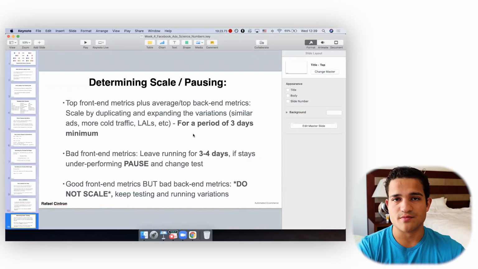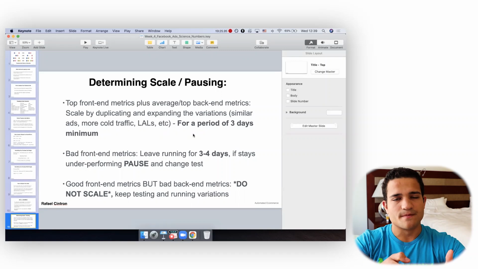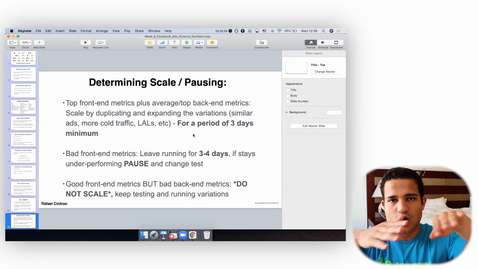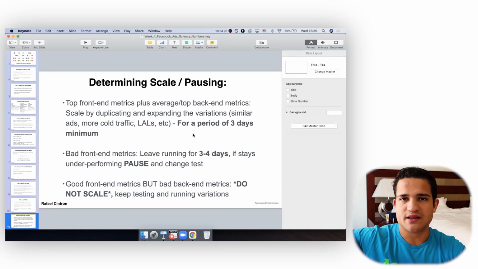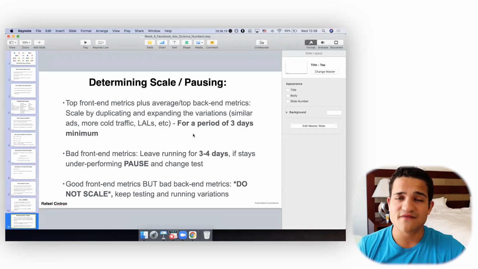A period of 3 days minimum, because if just the first day is great, maybe the next 2 days are terrible and your ROAS, your return on ad spend, just goes down. So you have to run at least 3 days, and then you can start scaling, duplicating, adding more audiences, and so on.